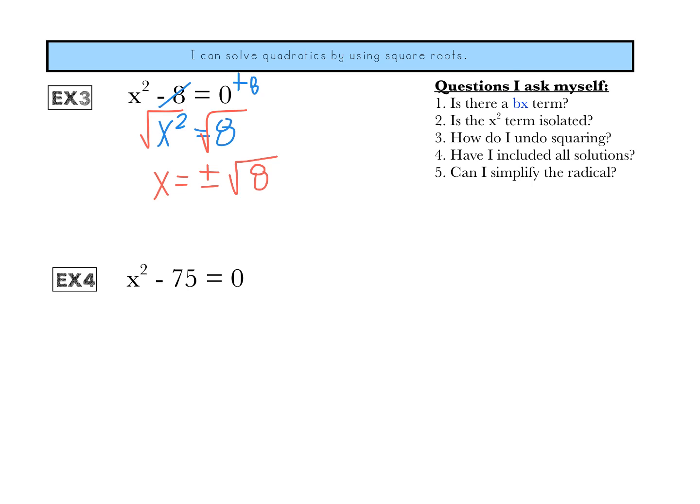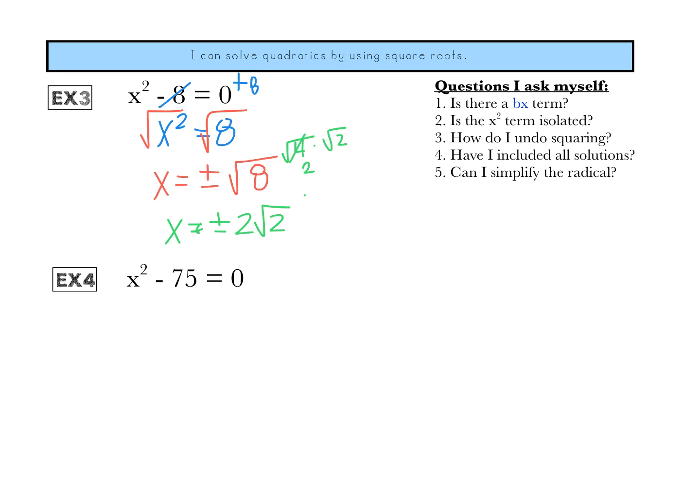But then I need to think, can I simplify the radical? So when I think about 8, it's a pretty small number, but the square root of 4, which is a perfect square, can go into it. So the square root of 8 is really the square root of 4 times the square root of 2, because 4 times 2 is 8. And so the square root of 4 is 2. So my solution is really plus or minus 2 root 2.